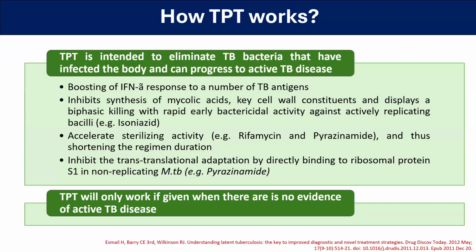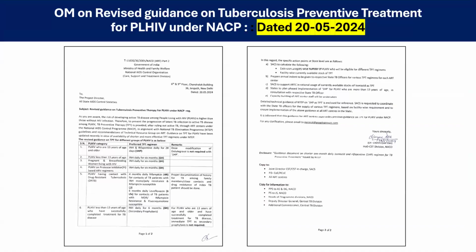How do we actually rule out active TB disease? We have seen how the four symptom screening is done, right? So this will only work when there is no evidence of active TB disease. And exactly a year back, NACO shared an OM on the revised guidance on tuberculosis preventive therapy for PLHIV under NACP. Please remember, this is under NACP.